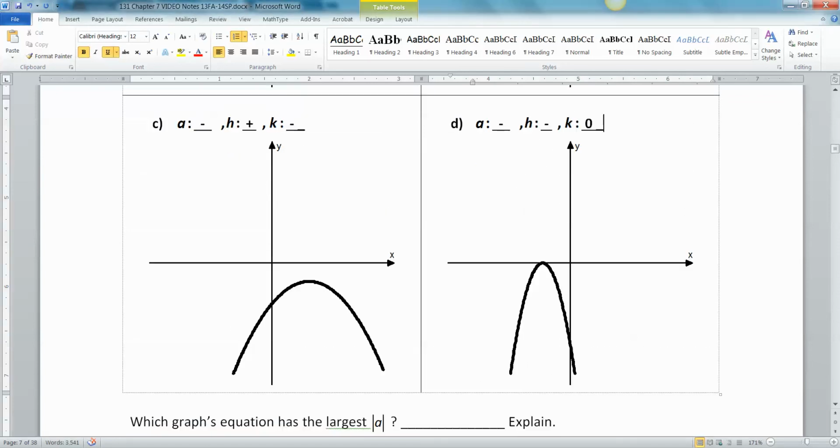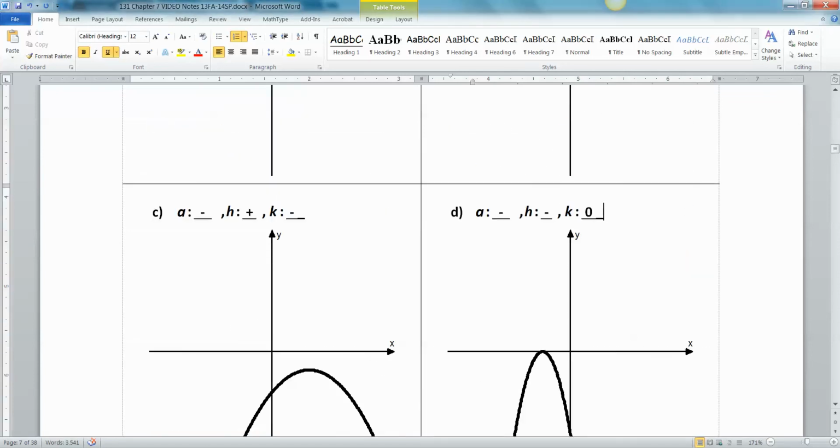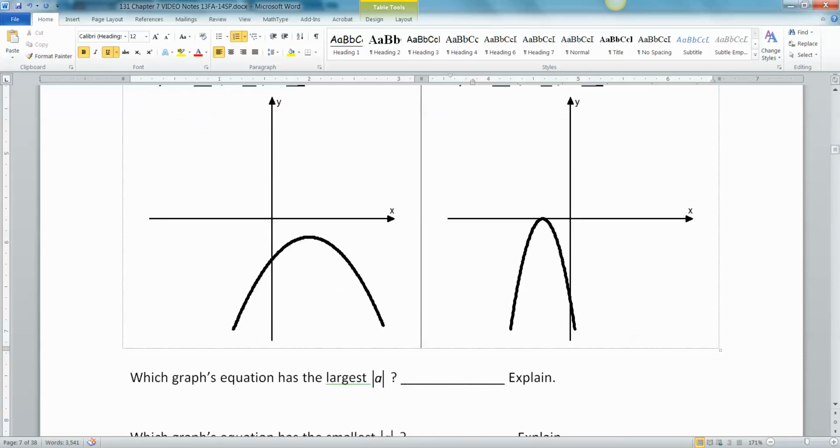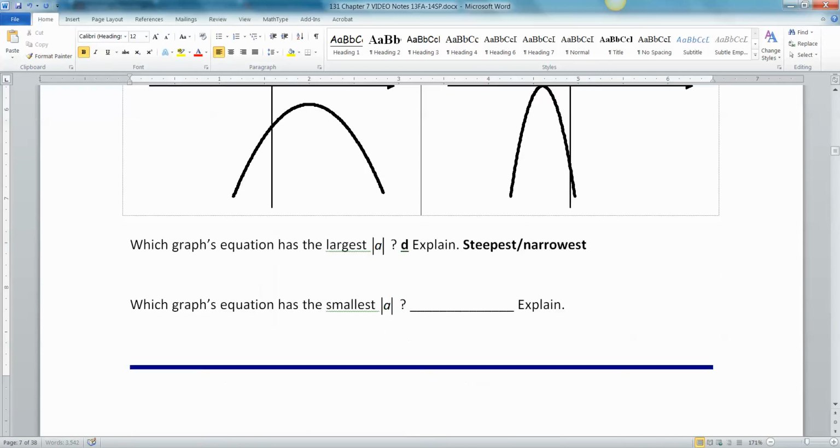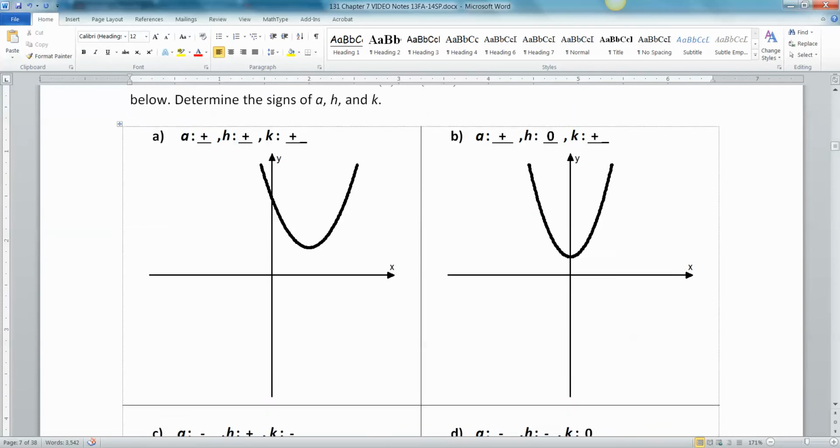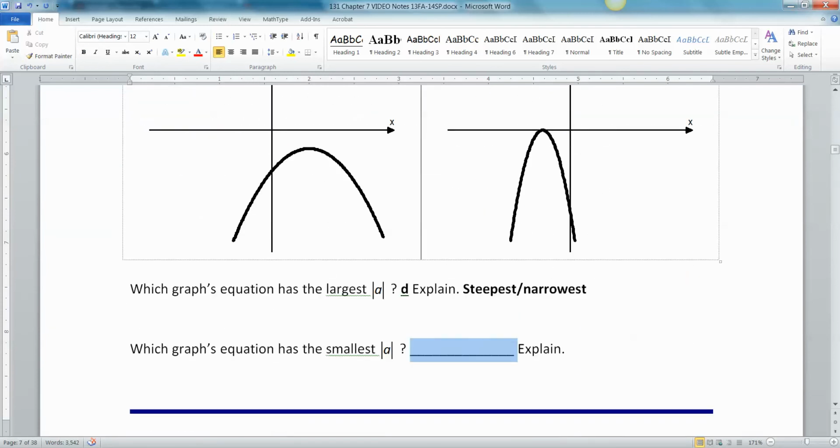All right, now which of these graphs had the largest A, absolute value of A? Well, that's letter D. Letter D, because it's the steepest parabola, right? It's the steepest, narrowest graph. Which one had the smallest? Well, that's C. C is the widest, shallowest, widest parabola. All right, we're done with section 7.1. I'll see you back here for 7.2.